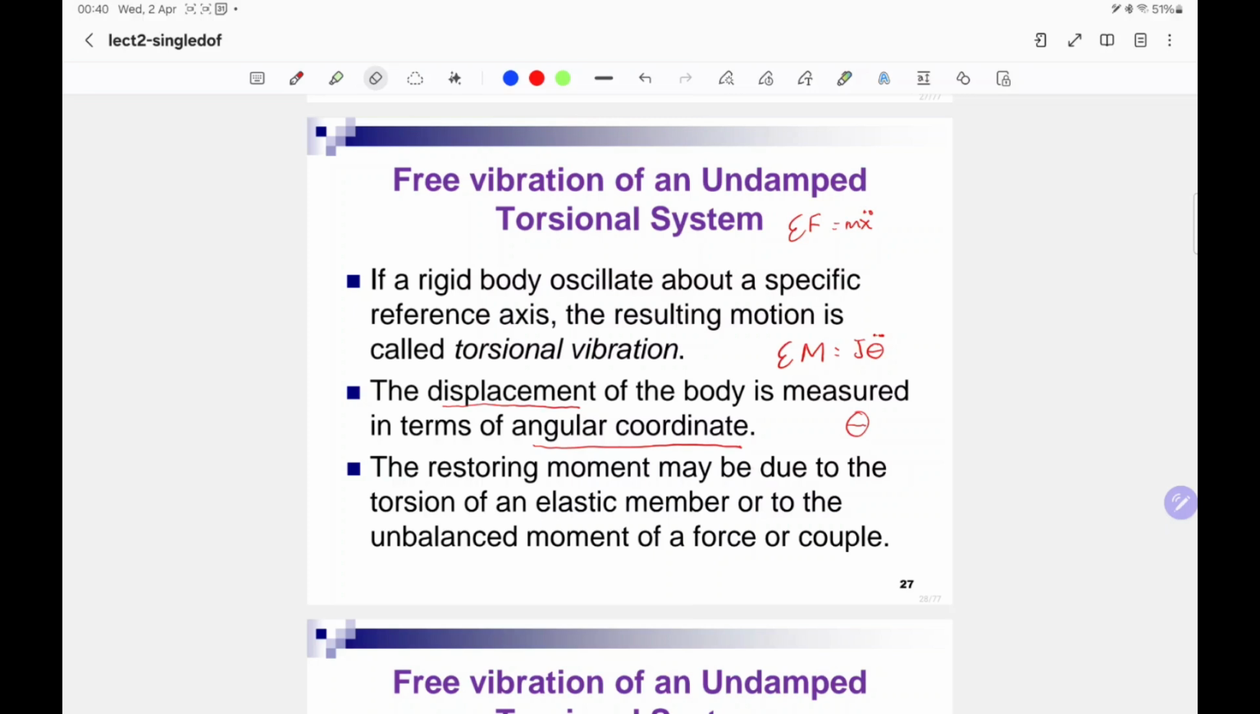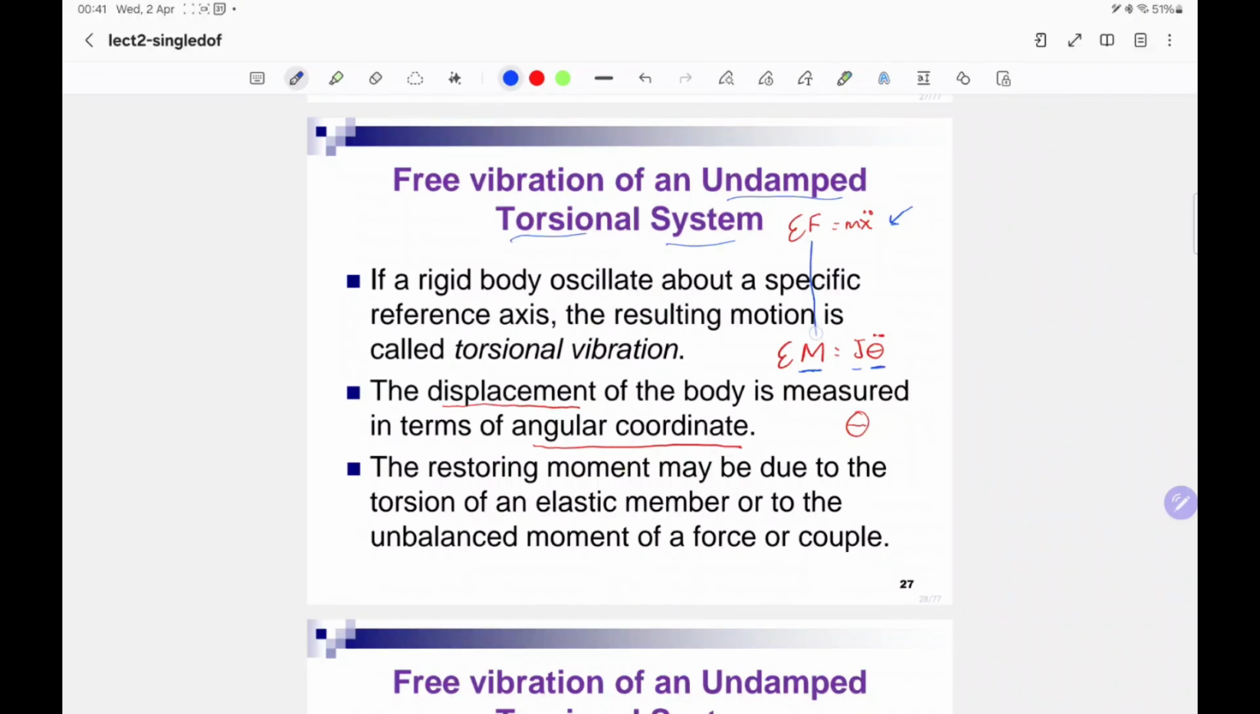So we're going to continue the lecture for single degree of freedom system, and now we're going to focus on free vibration of undamped torsional system. In our previous session we have looked at translational system, and now we're going to look at torsional system. We know that from Newton's second law, for translational system, sigma F equals m x double dot. But for torsional system, it becomes sigma moment equals J theta double dot.